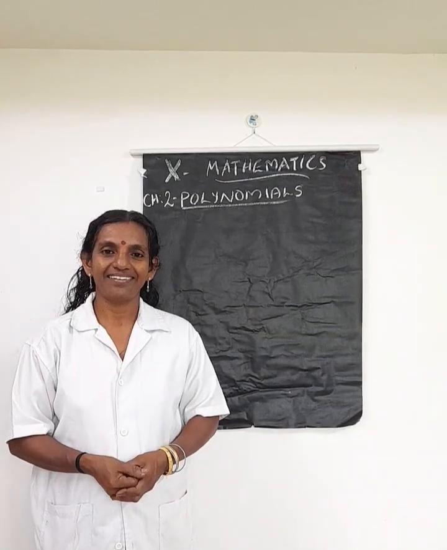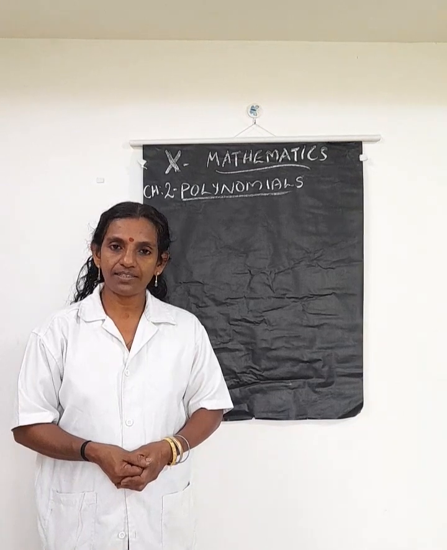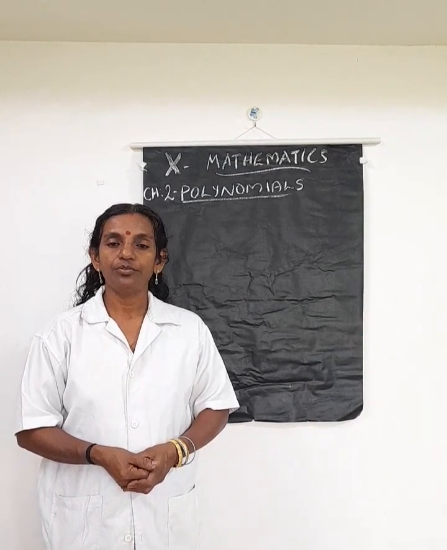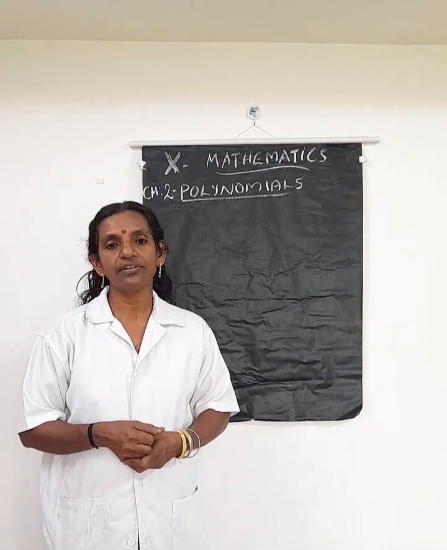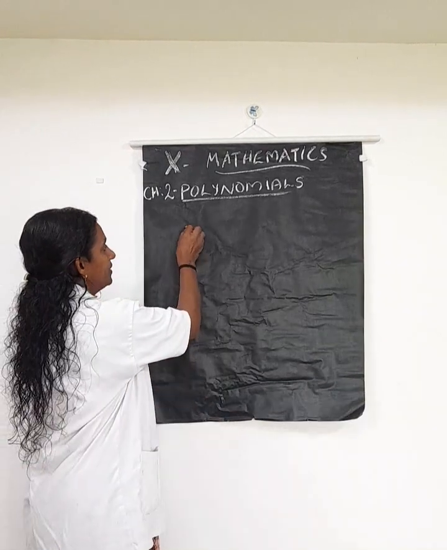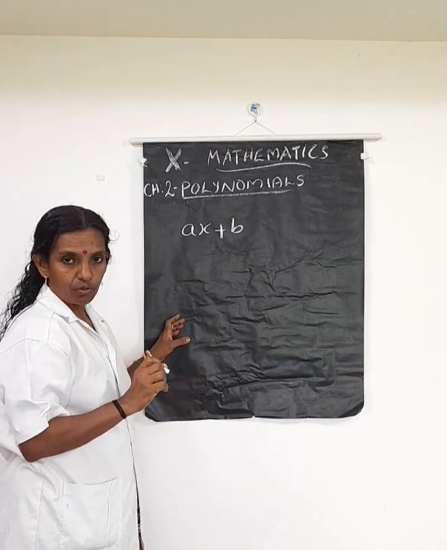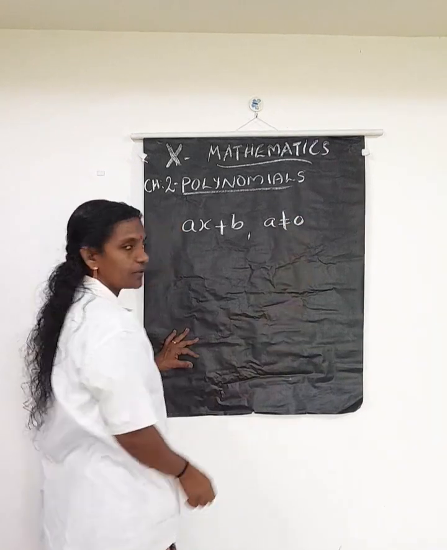Hi children, today we can discuss the relationship between coefficients and zeros of a polynomial. You have studied linear polynomials. What's the standard form of a linear polynomial? Let us see. It is ax plus b. It's a linear polynomial and the condition is a not equal to 0.